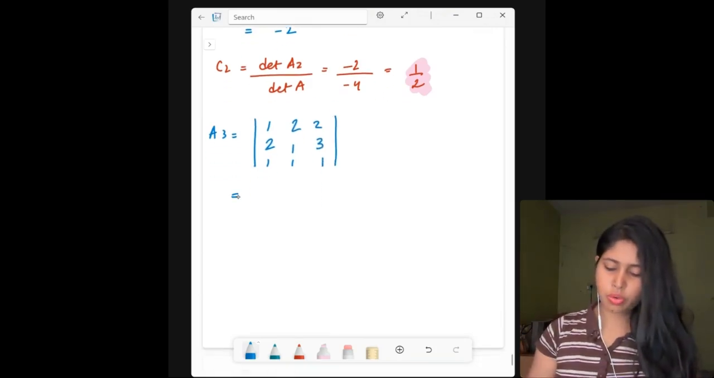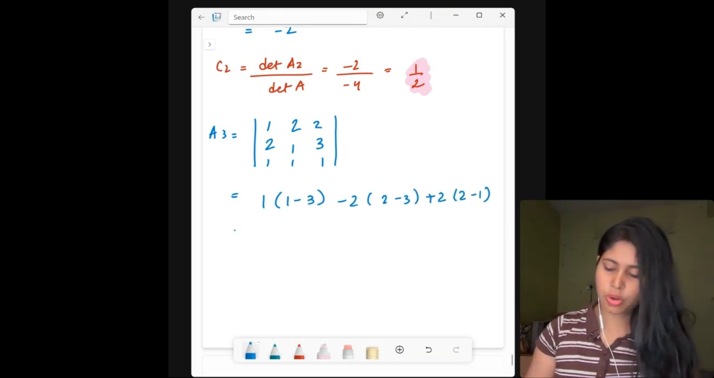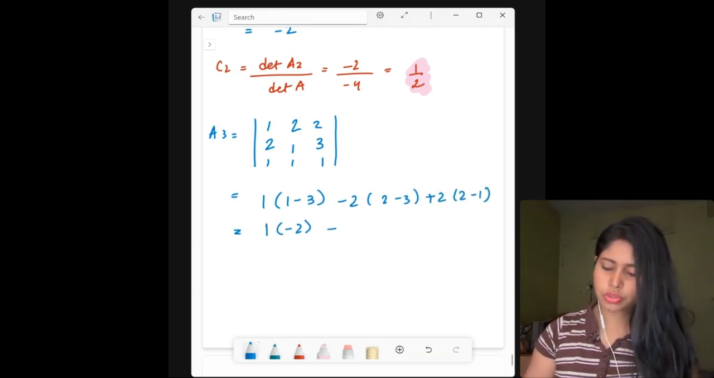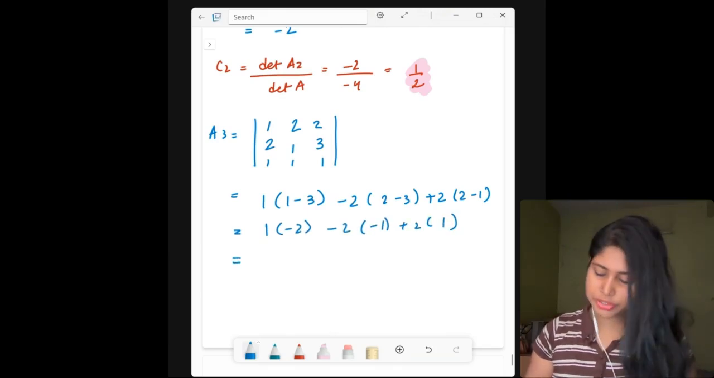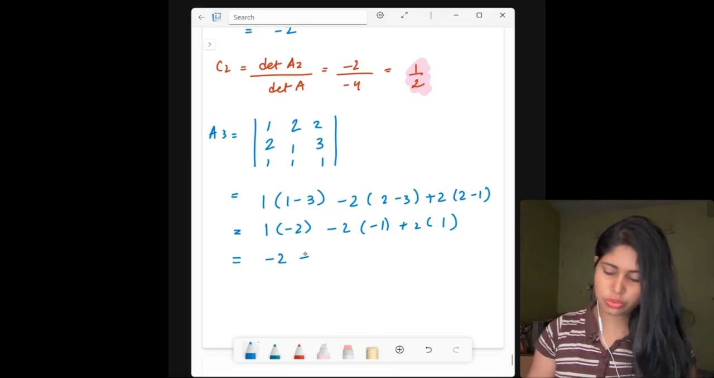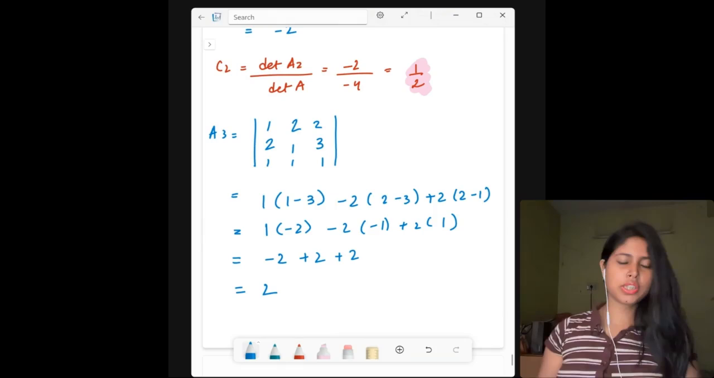So how will you find it? 1 into 1 minus 3, and then minus 2 into 2 minus 3, and then plus 2 into 2 minus 1. So 1 minus 2, minus 2 minus 1, plus 2 into 1. And if we further calculate it, we will get minus 2 plus 2 plus 2. So it is basically 2, right? So we have got our determinant of A3.